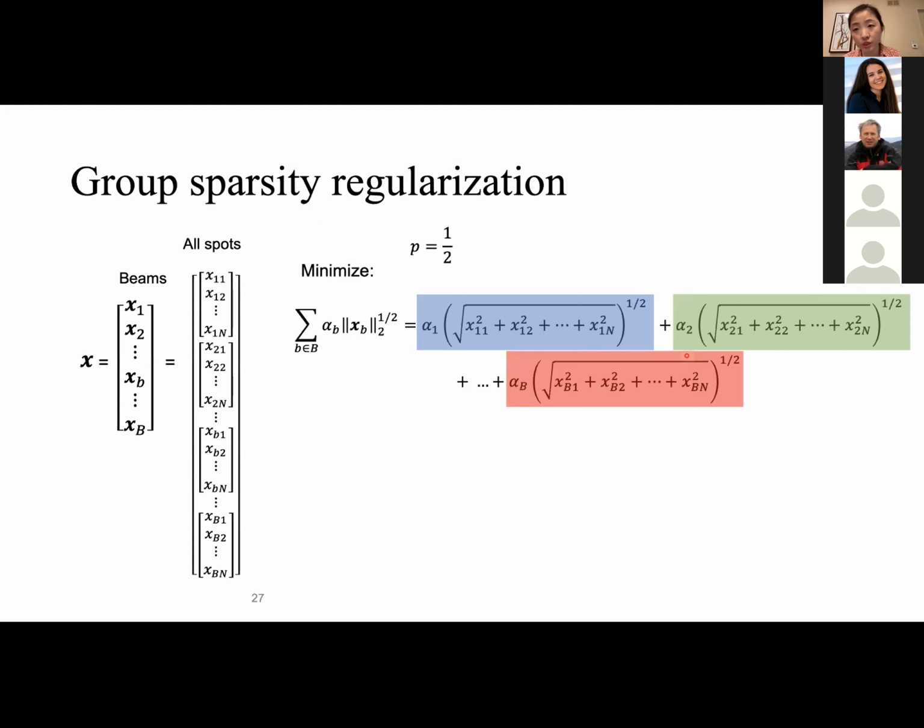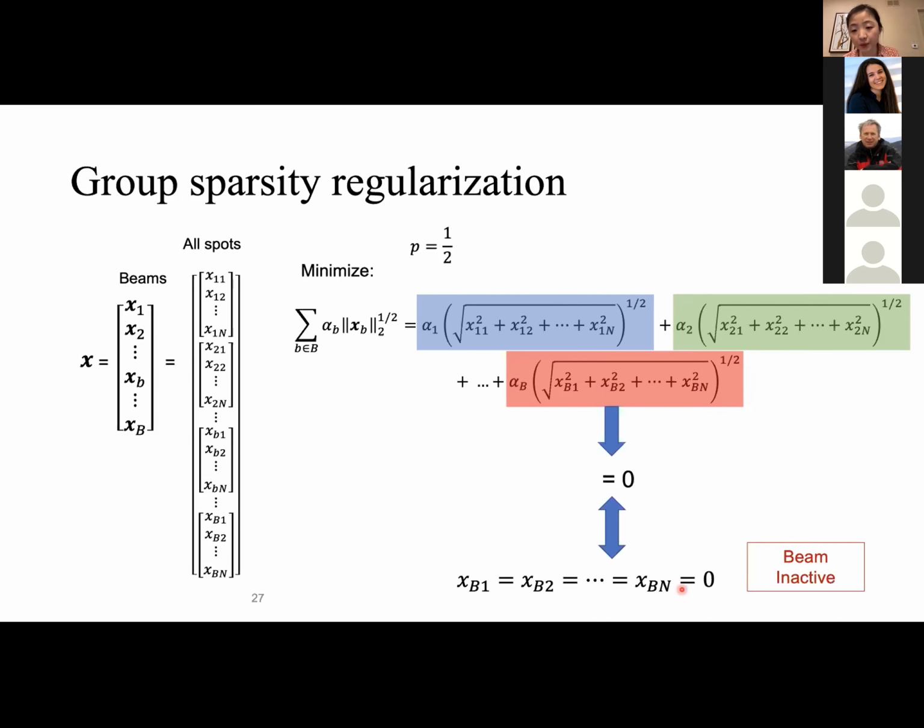Here we show why the group sparsity can make some beams identically 0. If we assume p is equal to 1/2, this is how we can calculate the L2,1/2 norm, combining the spots of every candidate beam, because we are trying to minimize the term. The entire function is to minimize the cost. And if we want to minimize, and every beam is already grouped together, a good situation for minimal value is to have some of these terms be 0. So let's assume this term is going to be 0 because we want to minimize. And the only condition that can make it 0 is that each element within it is 0.